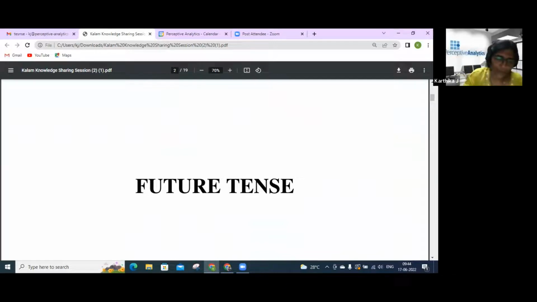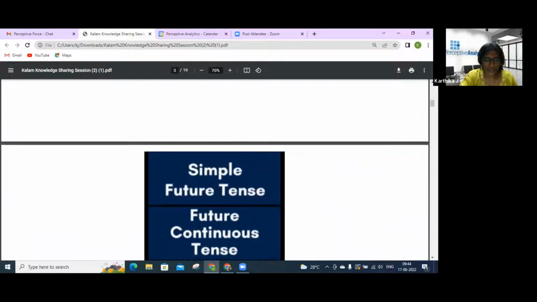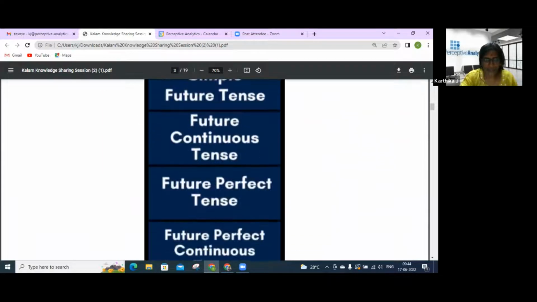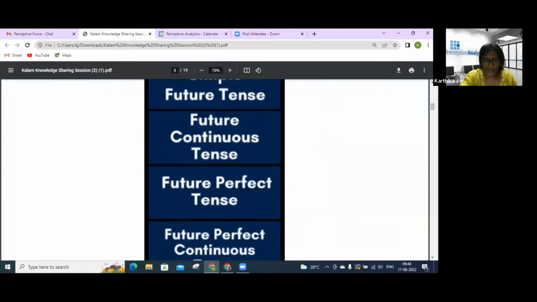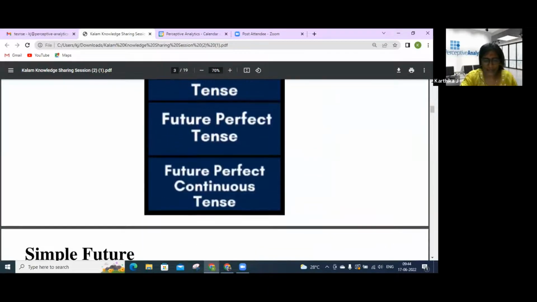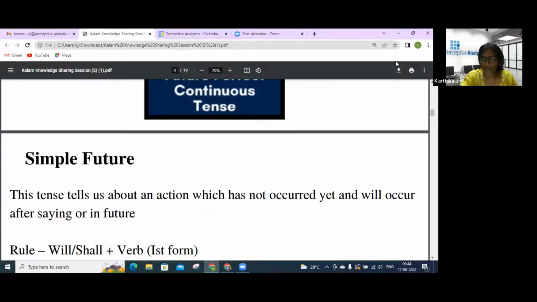So today I am going to talk about the future tense. So future tense, there are four things. One is simple future, future continuous tense, future perfect tense, and future perfect continuous tense. We can see one by one.